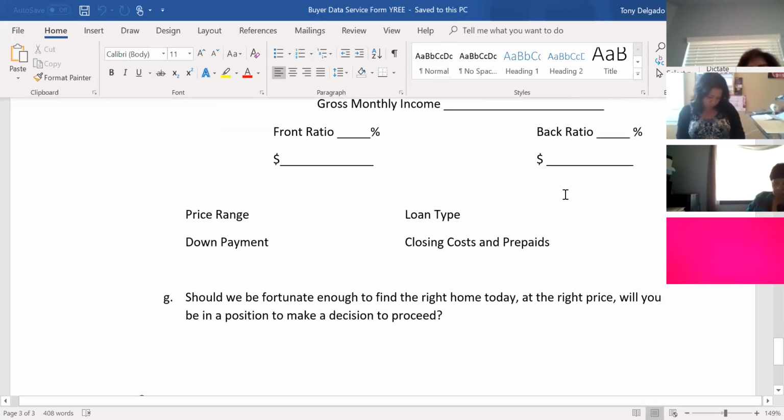Now, here is the single most important qualifying question you can ask anybody. Mr. and Mrs. Homebuyer, should we be fortunate enough to find you the right home at the right price today, are you ready to write a contract? Are you in a position to proceed?